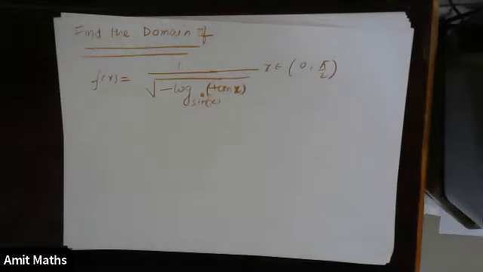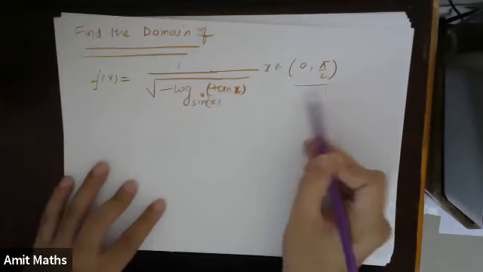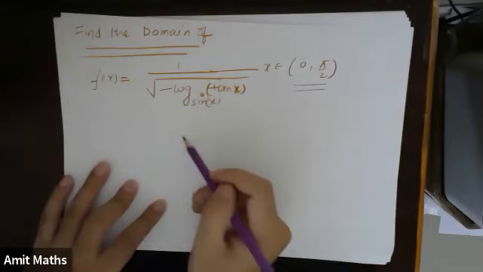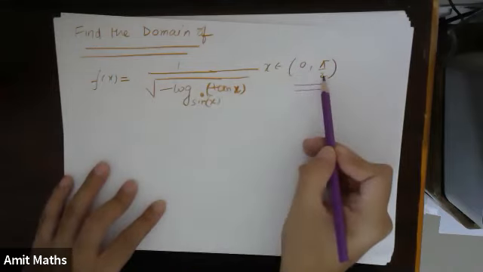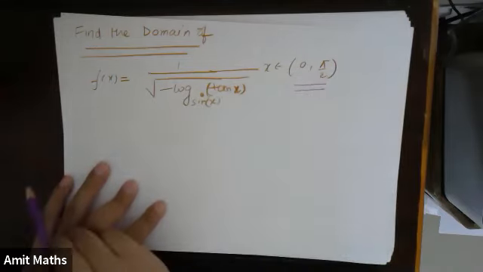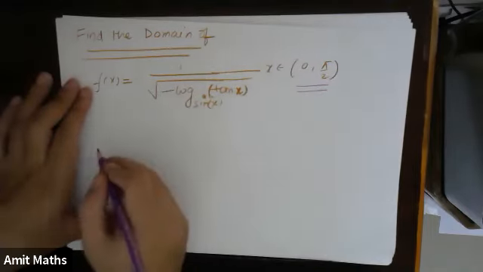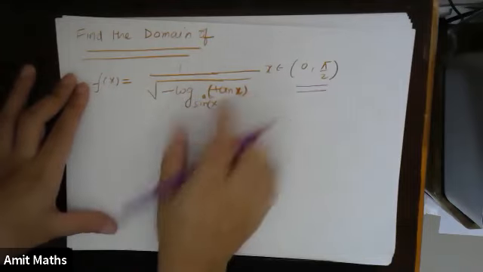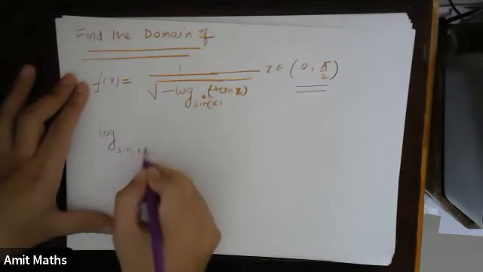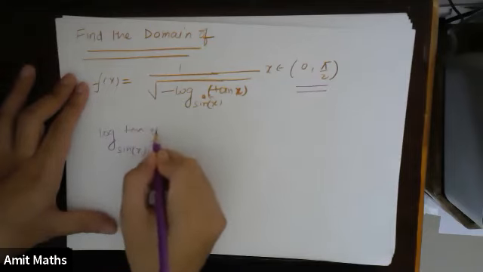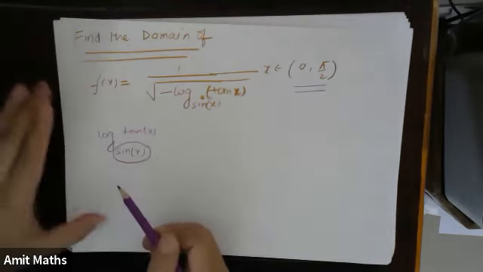Okay, let's solve this one also. They have given that x belongs to 0 to pi by 2. In between this, we have to find the domain, that is, what are the values of x in between 0 to pi by 2 which this function can take. Now look at this part first. This is under a root. So first look at this part: this is log base sine x of tan x. The base of the log is sine x.